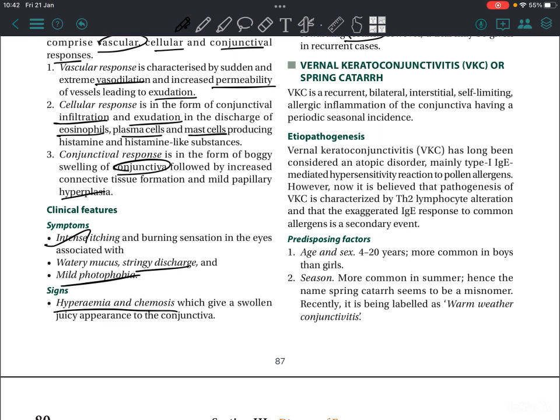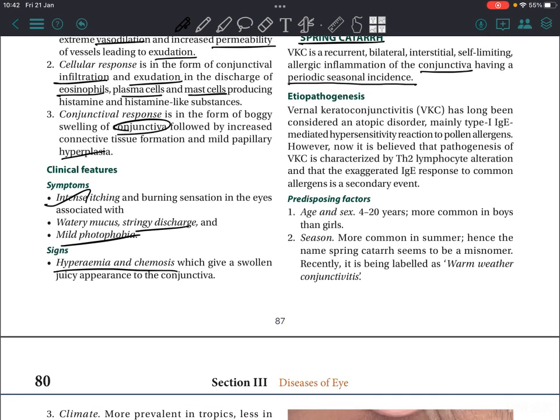Vernal keratoconjunctivitis, or spring catarrh. VKC is a recurrent, bilateral, interstitial, self-limiting allergic inflammation of the conjunctiva having periodic seasonal incidence. Vernal keratoconjunctivitis has long been considered an atopic disorder, mainly a type 1 IgE-mediated hypersensitivity reaction to pollen allergens. However, it is now believed that the pathogenesis of VKC is characterized by Th2 lymphocyte alteration, and that the exaggerated IgE response to common allergens is a secondary event.